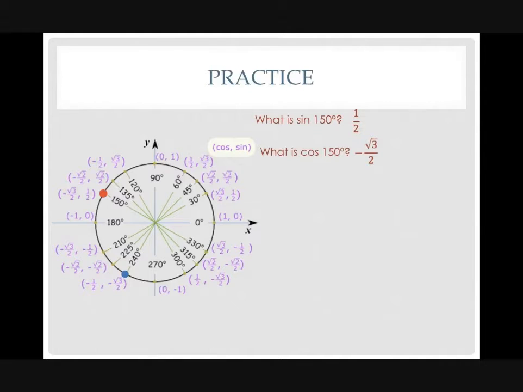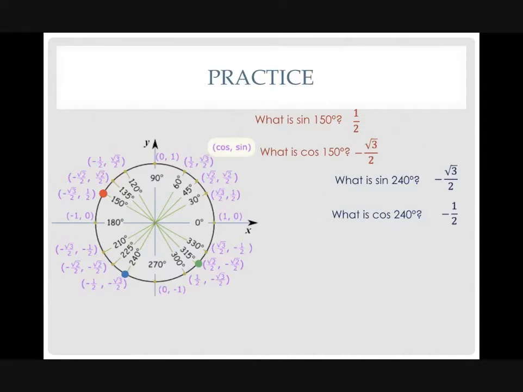At 240, we have the coordinate -1/2, negative root 3 over 2. Notice in the third quadrant, both x's and y's are negative. Cosine of 240 is -1/2, and sine of 240 is negative root 3 over 2.